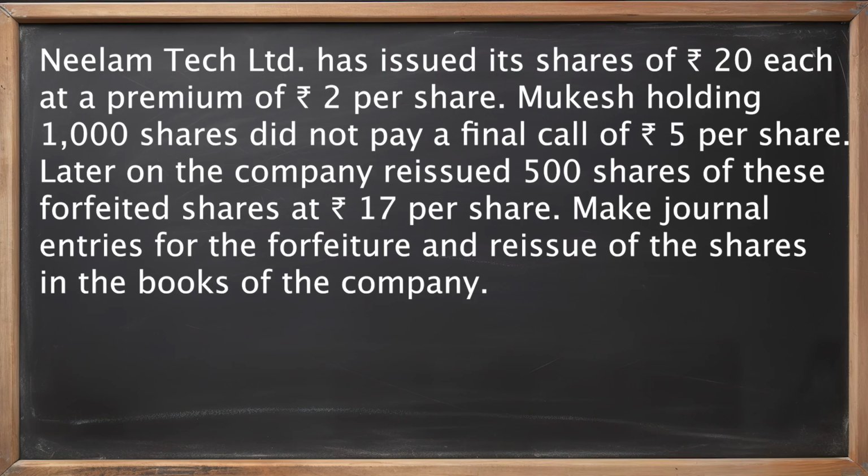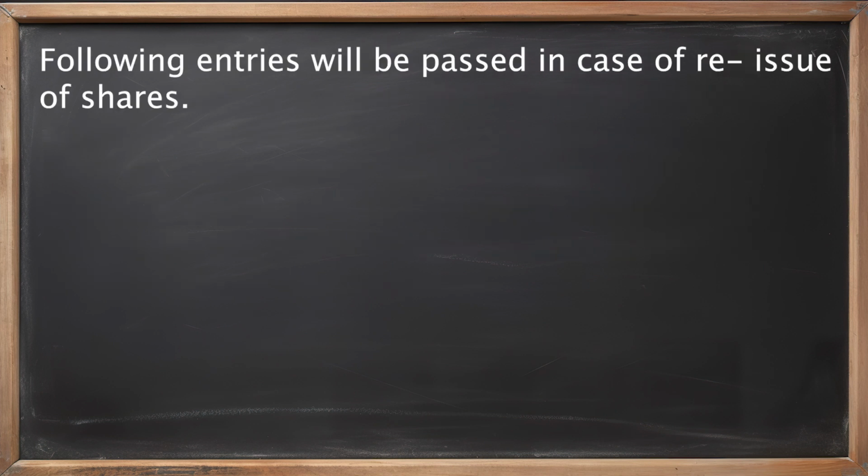Neelam Tech Limited has issued its shares of rupees 20 each at a premium of rupees 2 per share. Mukesh, holding 1000 shares, did not pay final call of rupees 5 per share. Later on, the company reissued 500 shares of these forfeited shares at rupees 17 per share. Make journal entries for the forfeiture and reissue of the shares in the books of the company. The solution of the above problem is the following journal will be passed in case of reissue of shares.